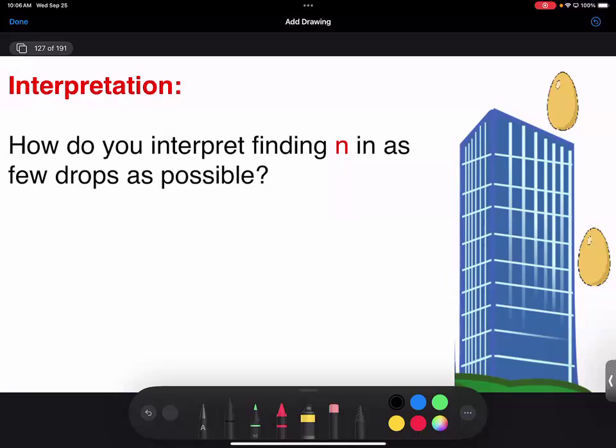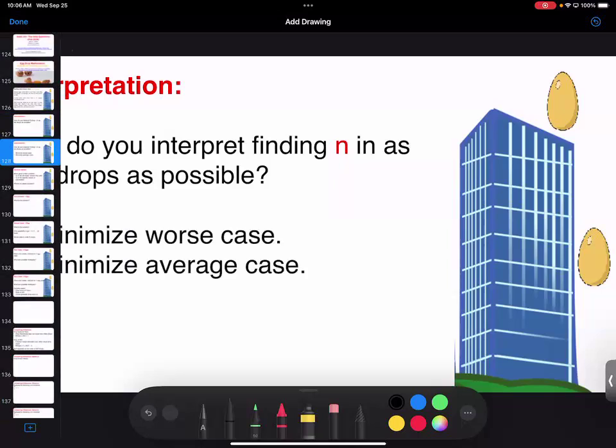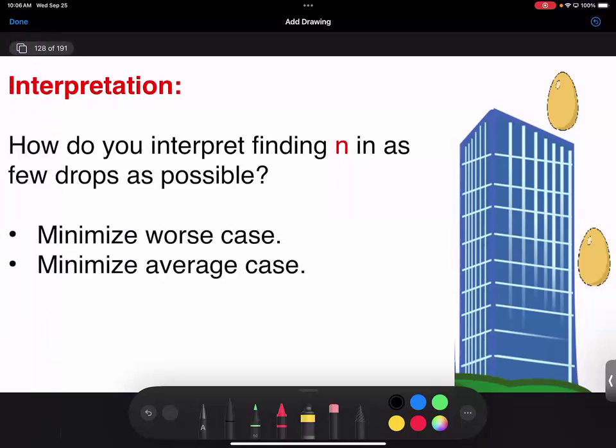Right, so this is where we need to balance the certainty. So if you had something like that, what I mean when I'm saying as few drops as possible is there are two ways I think you could interpret this. You could minimize the worst case, or you could minimize the average case. And these are not necessarily the same thing.